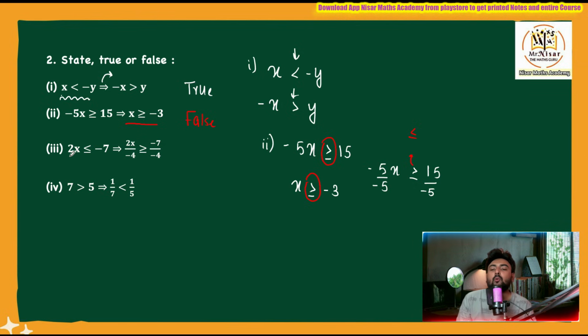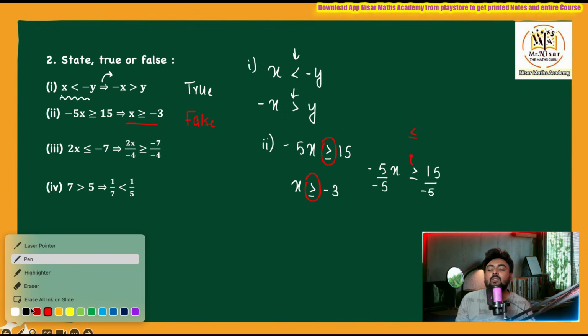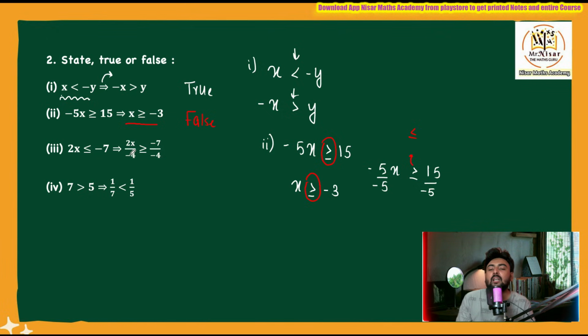Now you see the third question, 2x is less than or equal to minus 7. Now both sides are divided by minus 4. It means divided by a negative number. So when you divide by a negative number, the sign of inequality should reverse. Is it changing? Yes, it's changing here.